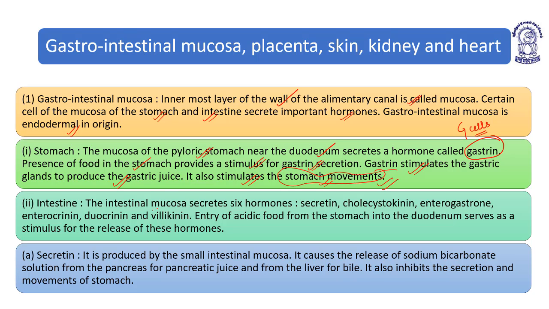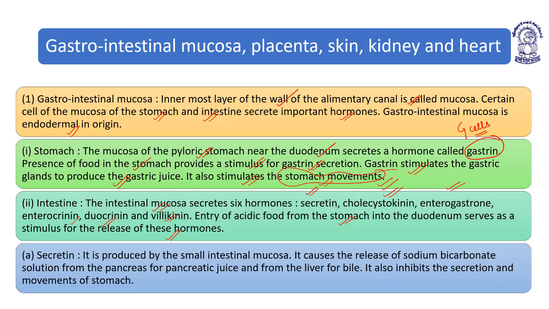Intestine. The intestinal mucosa secretes six hormones: secretin, very important, cholecystokinin, enterogastrone, enterocrinin, duocrinin, and villikinin. Entry of acidic food from the stomach into the duodenum serves as a stimulator for the release of these hormones.